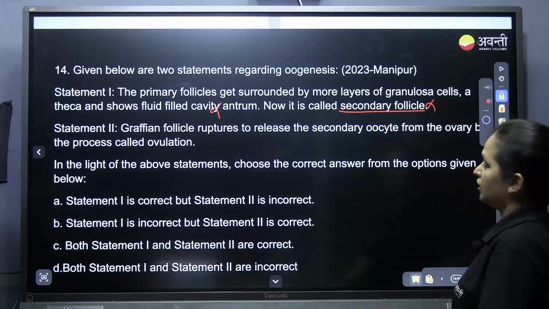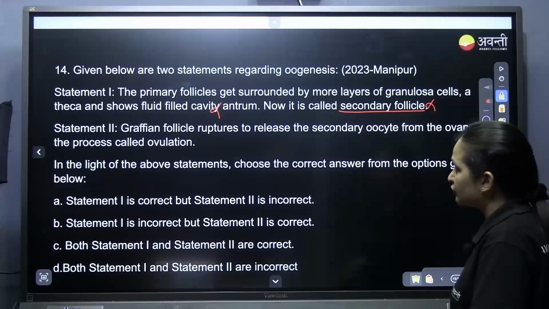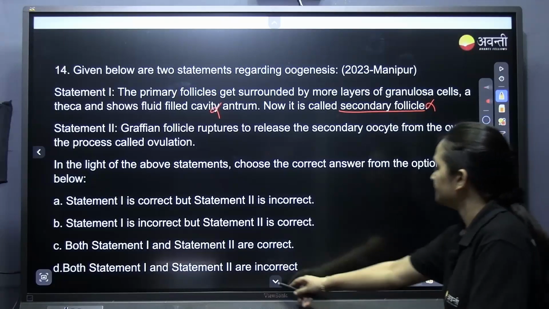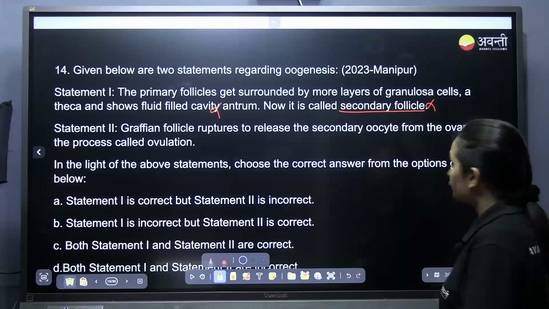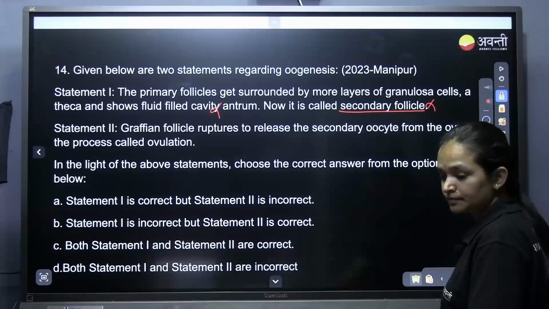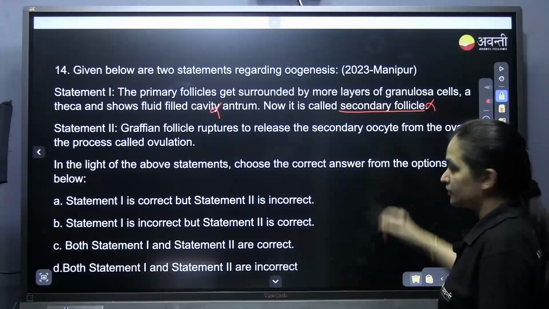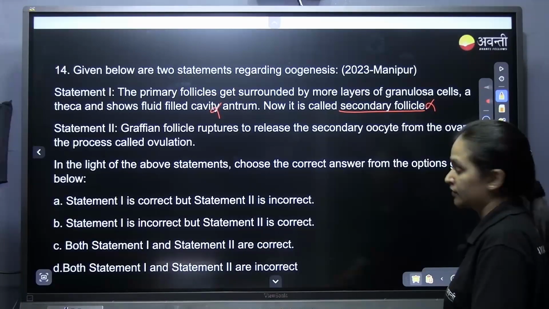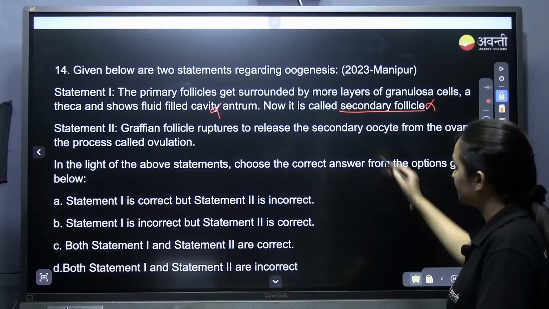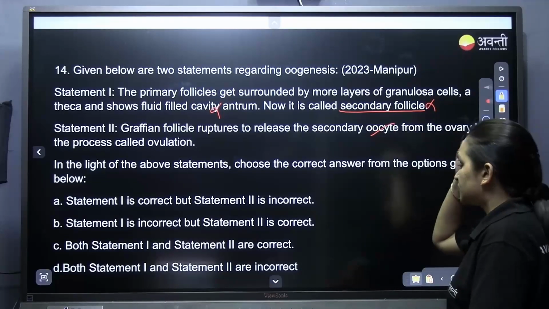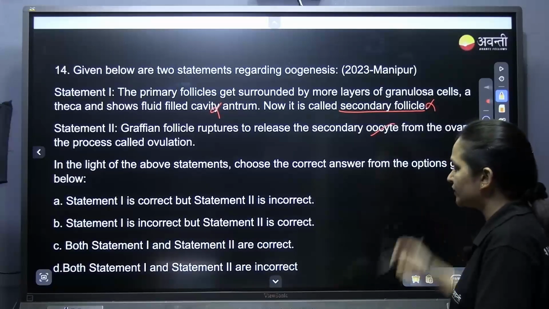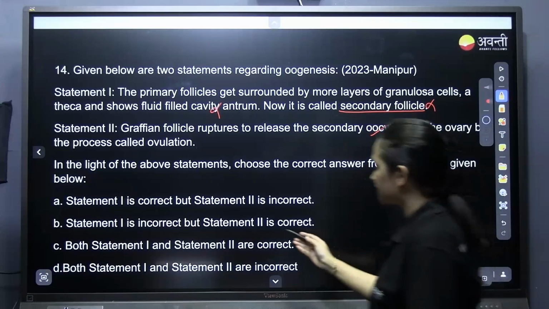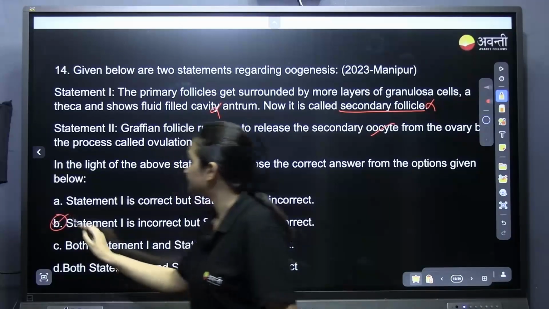So that is false. Statement 2: Graafian follicle ruptures to release the secondary oocyte from the ovary by the process of ovulation. Correct or wrong? Yes. So statement 1 is incorrect, but 2 is correct.